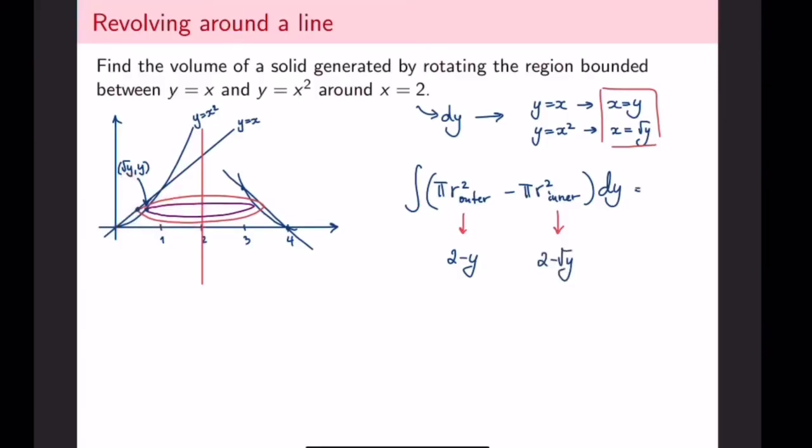And now I can put this whole integral together. So I have pi times the outer radius, 2 minus y, squared, minus pi times the inner radius, 2 minus root y, squared, dy. And now I have to think about my limits of integration. I go in terms of y, so I'm rotating this region. So I have to go from this point to this point. But that is, once again, from 0 to 1.